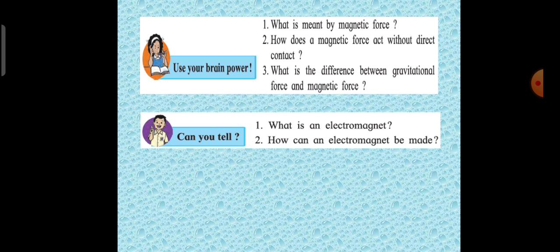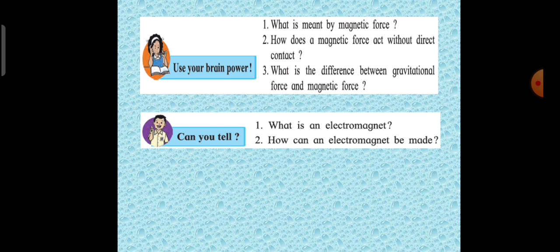Next question. What is the difference between gravitational force and magnetic force? Gravitational force acts on any object which has mass. There is only attraction and no repulsion in case of gravitational force. Whereas the magnetic force does not act on any object. It acts between magnets, as well as between magnets and magnetic substances. And in case of magnetic force, both attraction and repulsion take place.